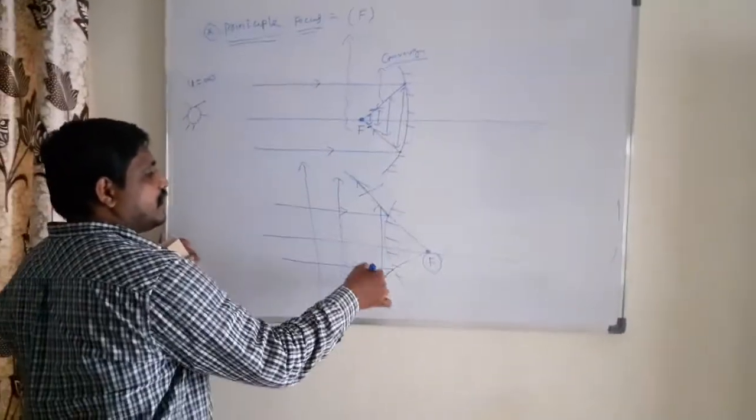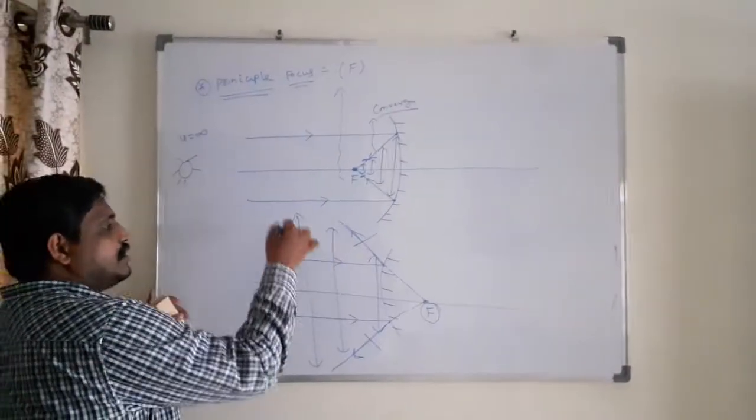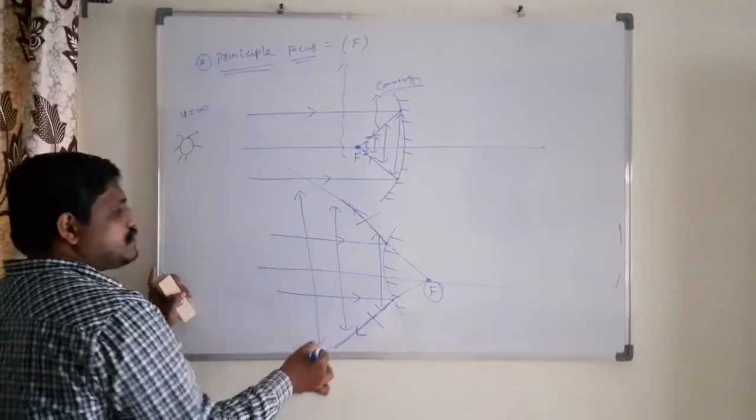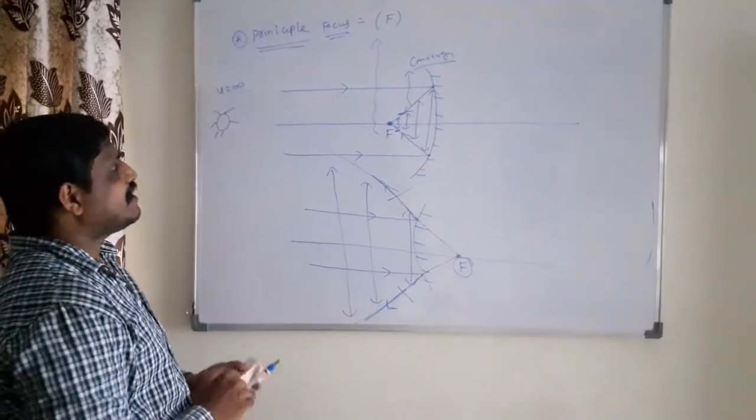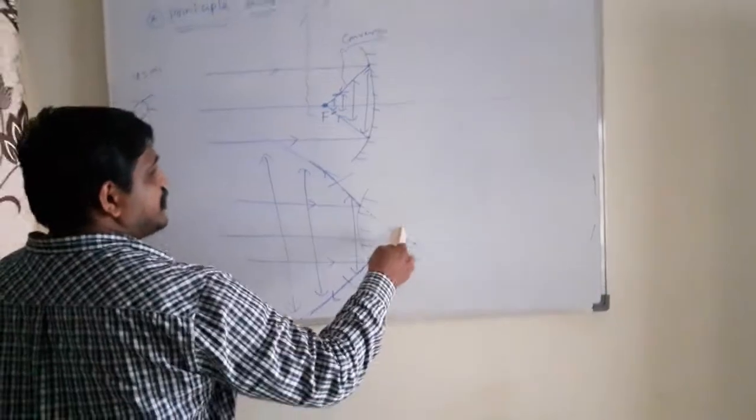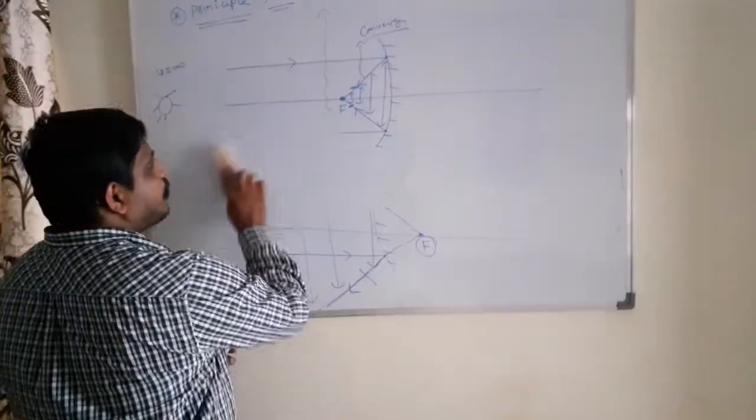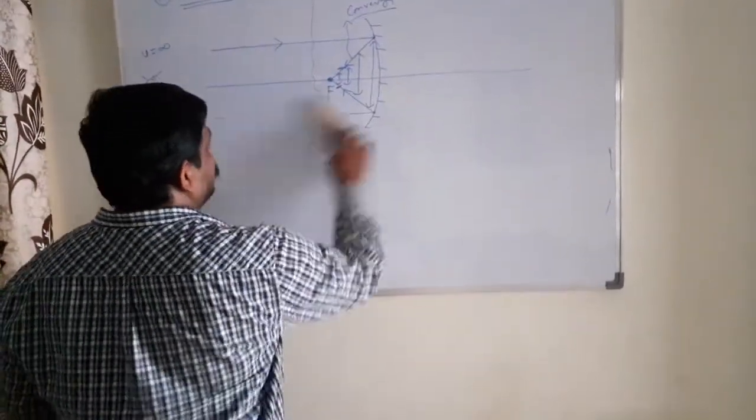Here the distance between the reflected rays increases, so these rays are called diverging rays. Here these extended rays meet at a single point. That single point is the principal focus.